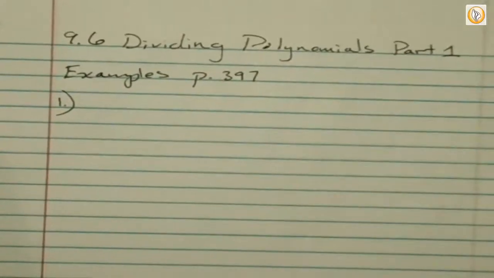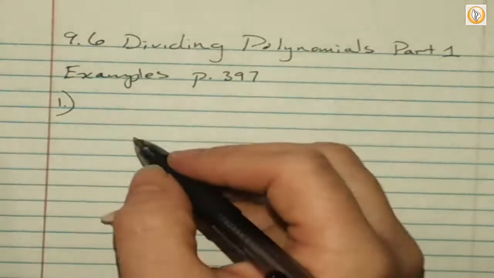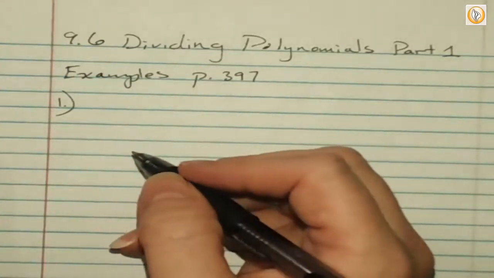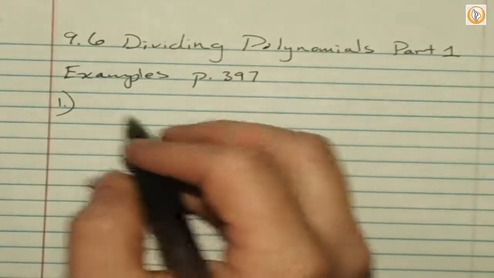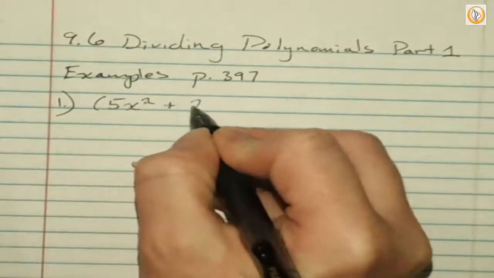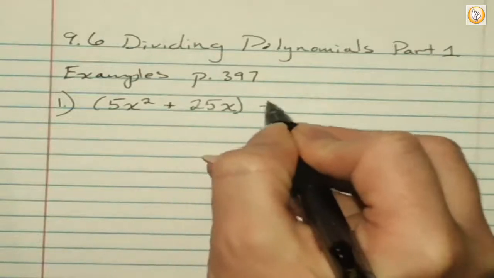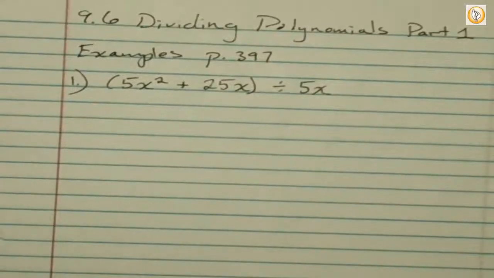All right, so number 1, let me see. Everyone's got their book open. I'm waiting for books to be open. Come on, Franz, move it. Okay. Number 1. I have 5x squared plus 25x divided by 5x. Write that down. Definitely make sure you write everything down that I do.